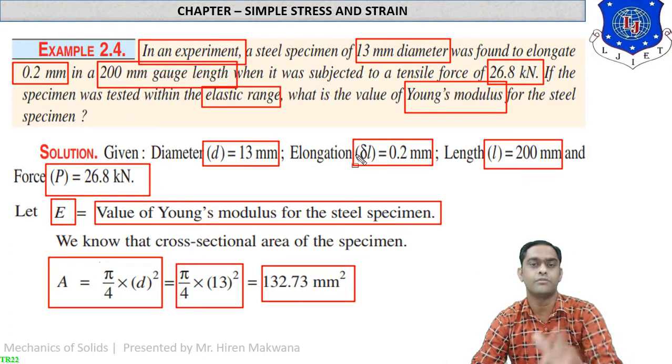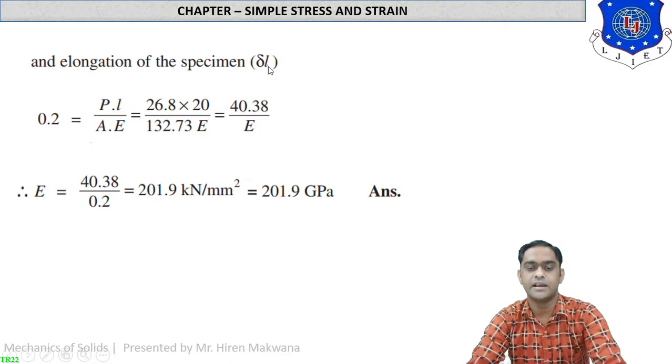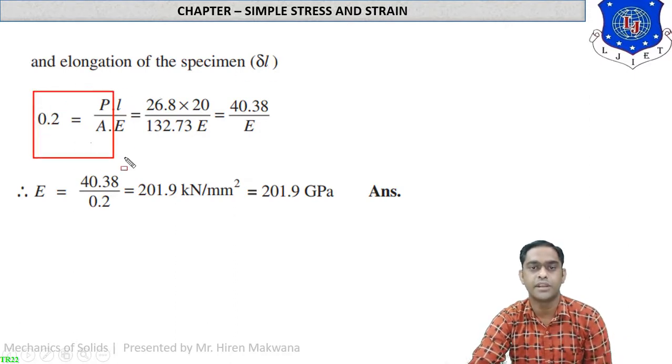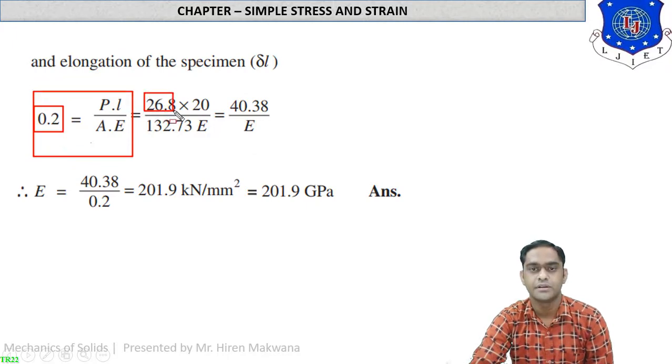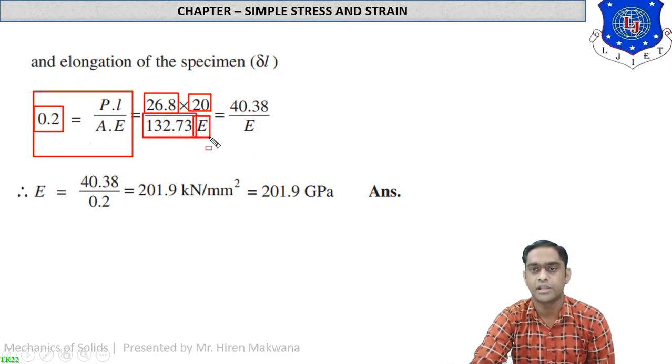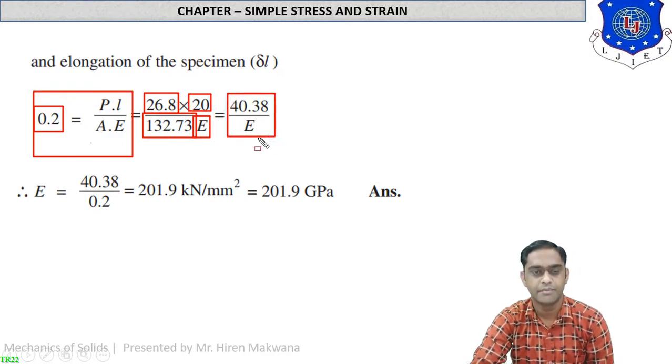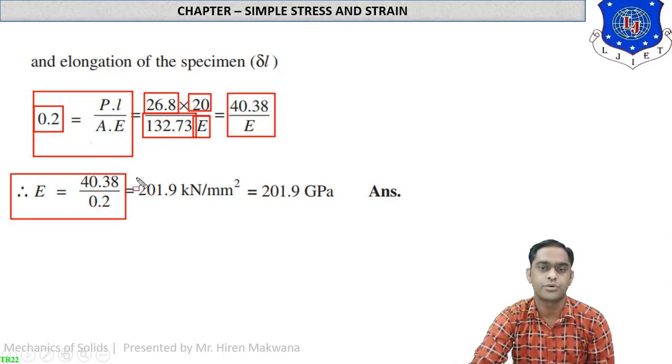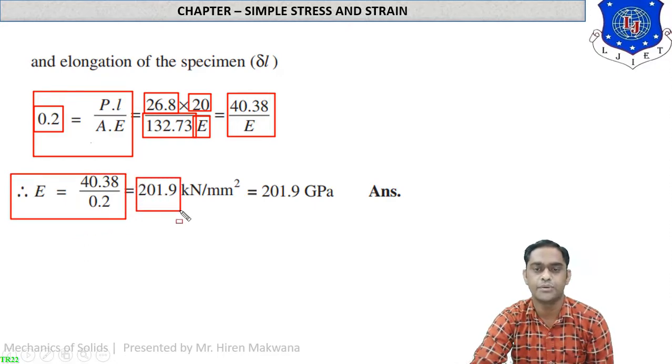So moving on to the formula, we know that delta L is equal to PL upon AE. Delta L is given in the example, 0.2 mm. P is equal to 26.8, length is equal to 200, cross section area is equal to 132.73, and E remains to be calculated. So by doing the solution, 40.38 upon E is the answer. Making the subject as E, 40.38 by 0.2, it will give you 201.9 kilonewton per mm square.